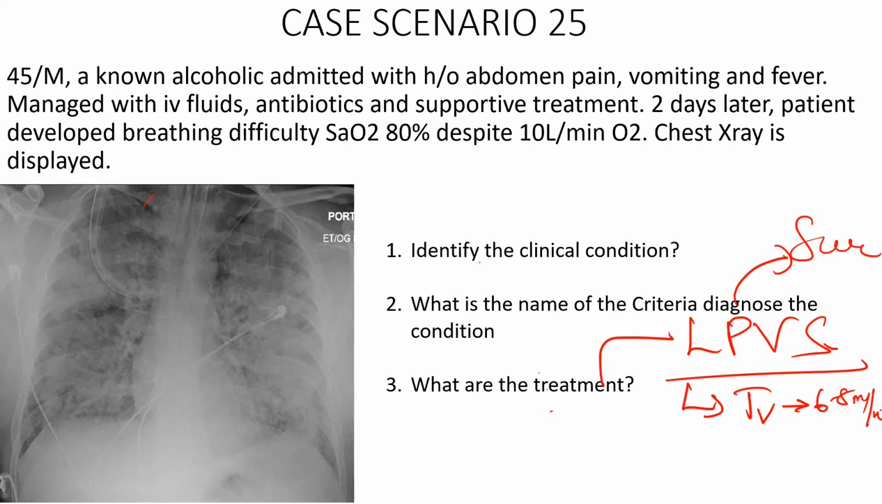Okay, 6 to 8 ml per kg is the tidal volume you have to start with. Then peak airway pressure less than 35 centimeters of water, and plateau pressure less than 30 centimeters of water.